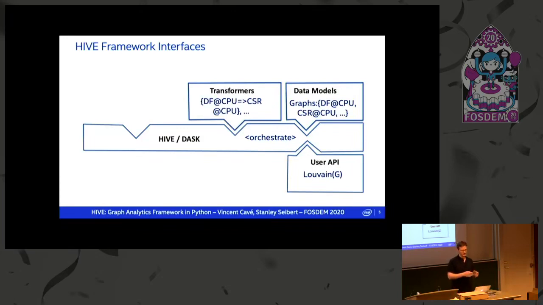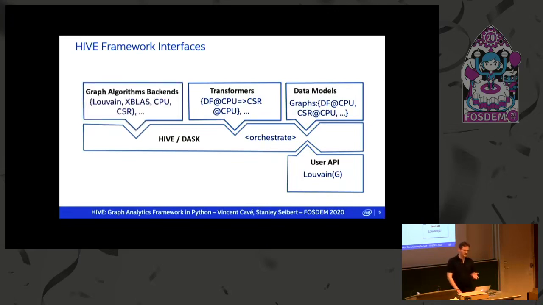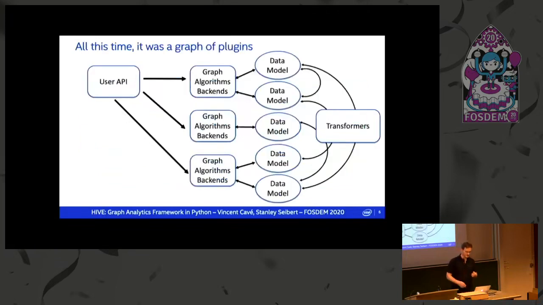So how do I go from that data frame on the CPU to a CSR on the CPU, and so on. Some of these can be part of a common library, and for some of them, the framework implementer can go and add them. And finally, you have the graph algorithm backend. Think of here, I'm saying I'm exposing Louvain. It's running on this XBlast framework that I just made up, running on CPU and taking a CSR as input. So when you think of building all of these, you actually just built a graph of dependencies. The user API has implementations as graph algorithms. They use some data models. The edges between the models are the transformers.